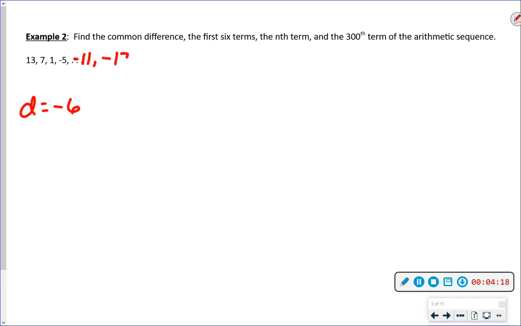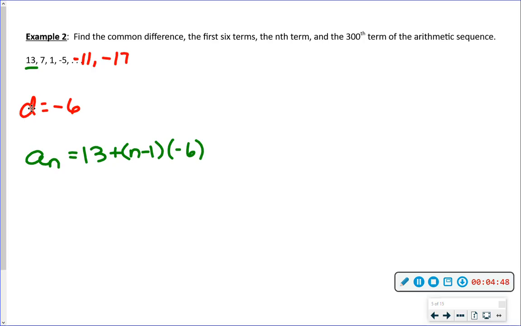Okay, so I'm not going to get any more carried away than that for the first 6 terms. I mean, why would I? I do not want to make the list out to the 300th term. We do not have that sort of time. So I'm going to use the formula. The formula is the first term, which clearly is 13, plus n minus 1 times our common difference, -6. Now I'm going to put -6 in parentheses just because I don't want it to look like subtraction.